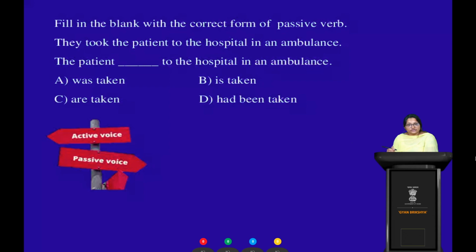Now the passive voice sentence is also given, but with a blank. The passive voice sentence given is: the patient dash to the hospital in an ambulance. Now what you have to do is fill in the blank with the correct form of the passive verb. So A, B, C and D, right? Out of the four options given to you, which option do you think is the appropriate option for filling in the blank? Okay, so your time starts now. Give me your responses.